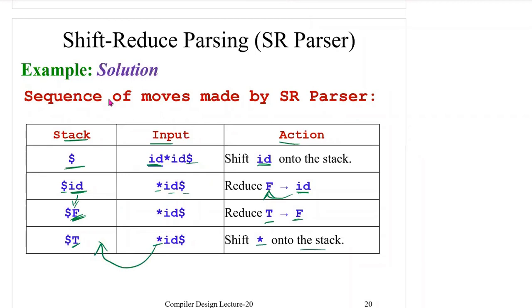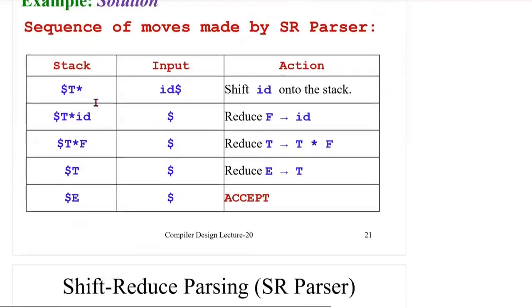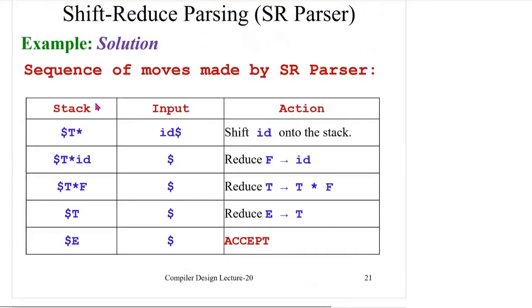So shift * onto the stack. Now the stack contains $T *. For T *, we don't have a reduction, so again we have to shift id onto the stack. Therefore, shift id onto the stack. Now the stack becomes $T * id. For id, we have a reduction, so it can be reduced with F. The handle id is replaced with the head of the production, F. So now id is replaced with F.